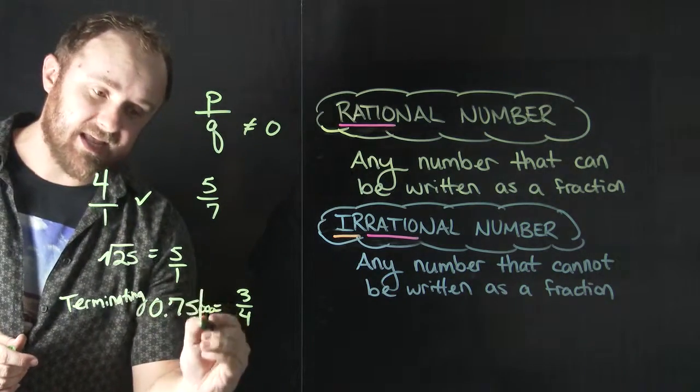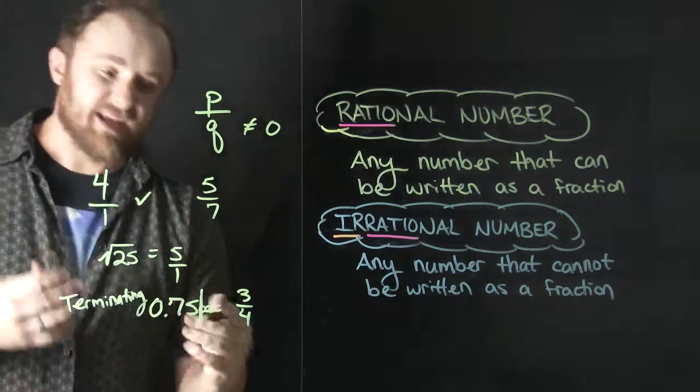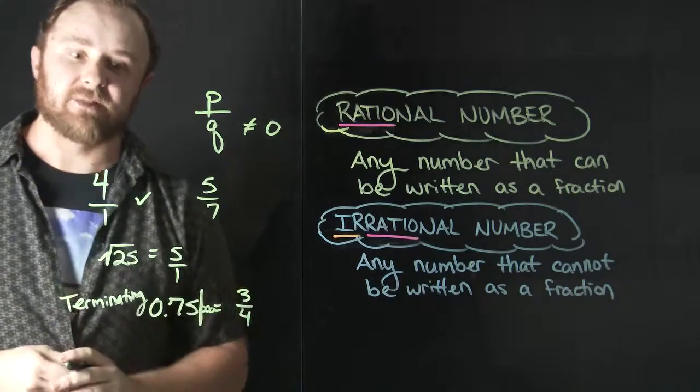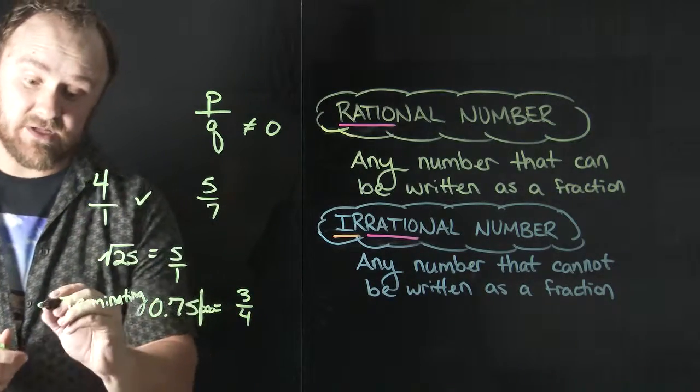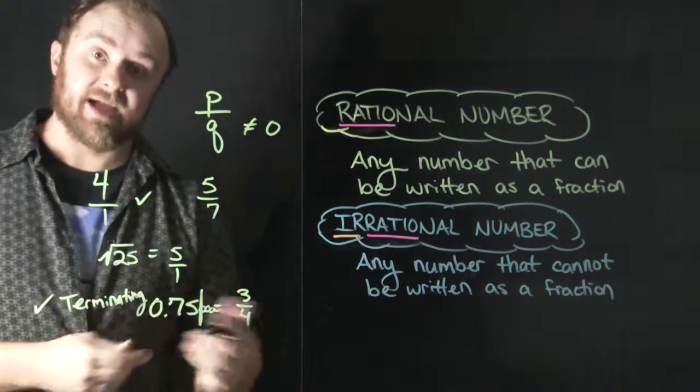Because it terminates, it ends after that 5. Or again, it goes on forever with zeros only. So all terminating decimals are rational as well. They can all be written as fractions.